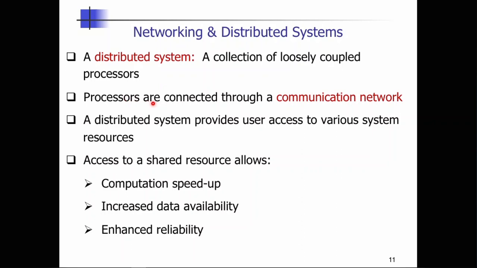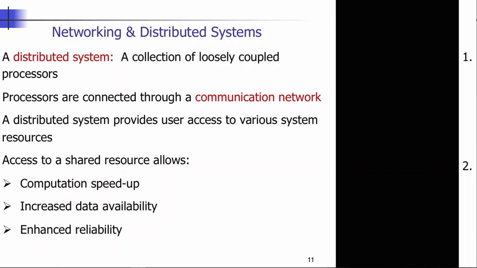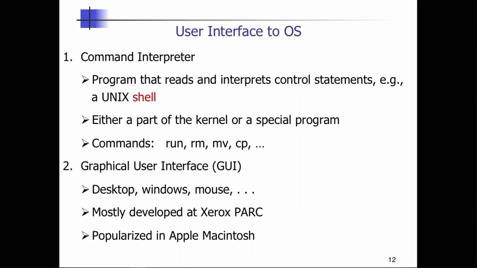Here, the processors are connected through a communication network, for example a local area network. A distributed system provides user access to various system resources. For example, you can use several different processors and the memory on those servers. Those are all your shared resources. Okay, so that's networking and distributed systems, and let's talk about the user interface to the operating system.